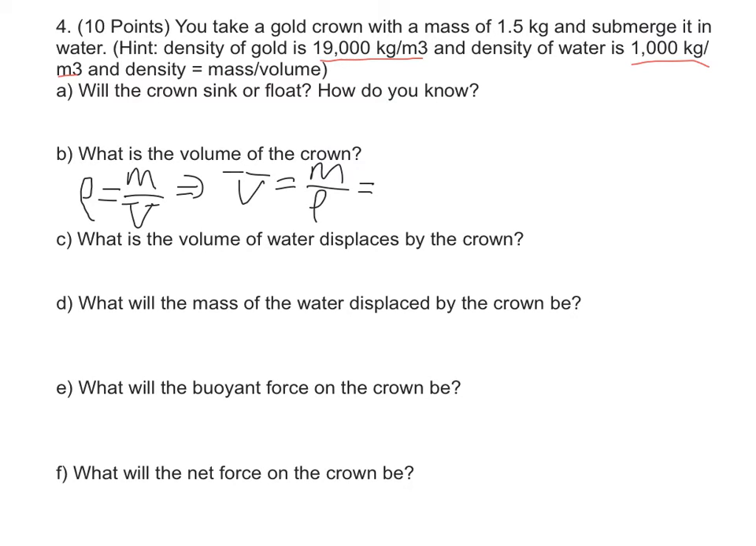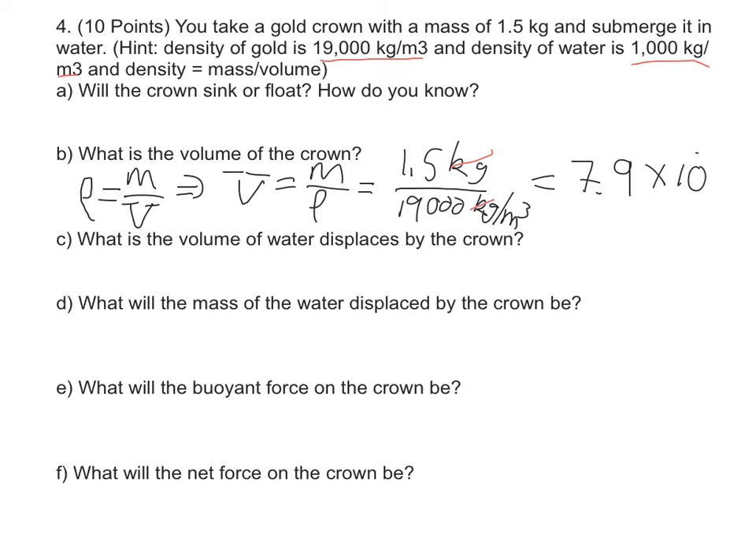When you plug in your values, your mass is 1.5 kilograms, your density is 19,000 kilograms per meter cubed. Unit-wise, our kilograms are going to cancel, and we're left with 1 divided by meters cubed, so the units come out to be meters cubed. What I found is that my answer came out to be about 7.9 times 10 to the negative 5th cubic meters.